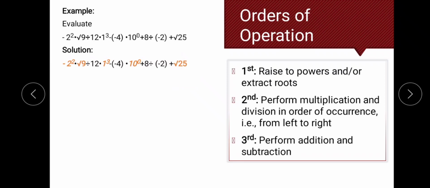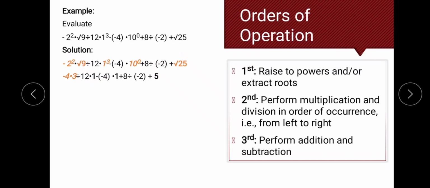So those are the numbers that we're going to simplify first, which will give us negative 2 squared, so that is equal to negative 4, square root of 9, which is equal to 3, 1 raised to 3, so that will give us positive 1, 10 raised to 0, equal to positive 1, and the square root of 25, so that will give us positive 5.